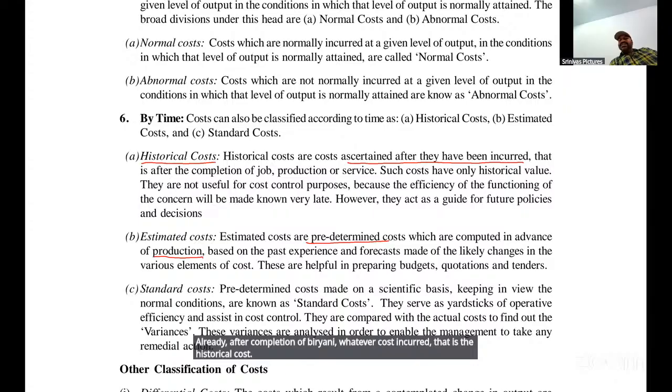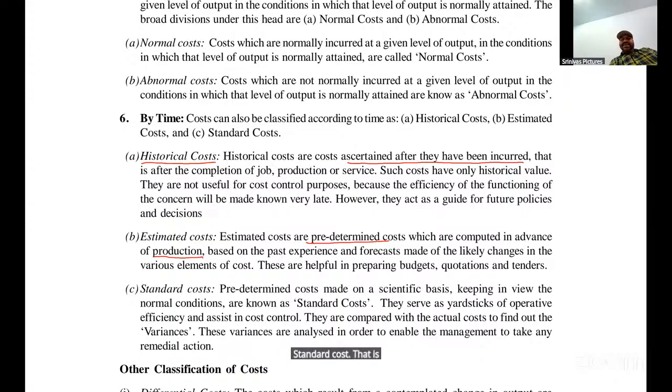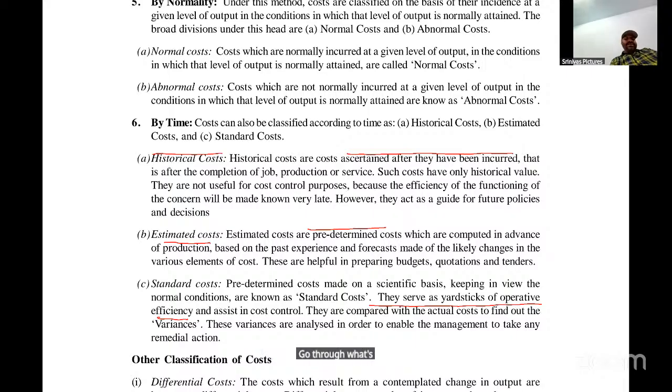Standard cost. That is the difference between estimated cost and actual cost. When the actual cost is compared with the estimated cost, the difference is called variance. So that is called the standard cost. Is it clear? Next, other costs: differential cost, opportunity cost. Go through once, I will explain.